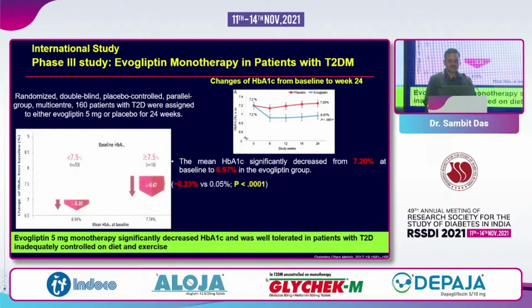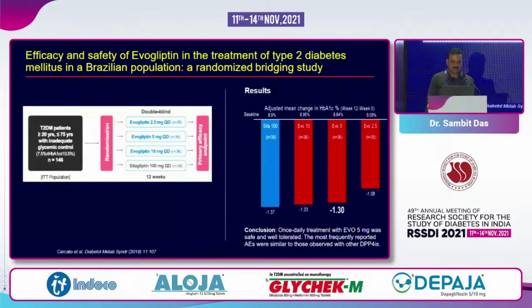So this is the international study of Evogliptin monotherapy in patients with type 2 diabetes. Though the study population was not that large, 5 milligram of Evogliptin in comparison to placebo could show a reduction of HbA1c from 7.2 to 6.97. It was 0.23%, but it was significant. But again, the baseline A1c was not that high, so it didn't show that much reduction of HbA1c. But in the subgroup analysis, they saw that the higher the HbA1c, the better the reduction, like almost 0.67% reduction of A1c once the group is more than 7.5% A1c.